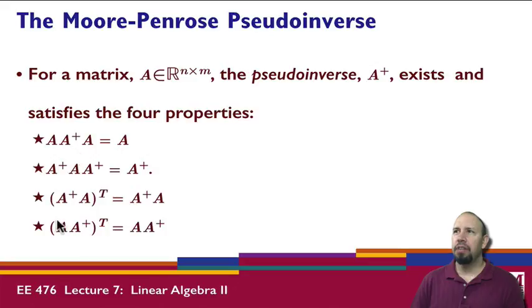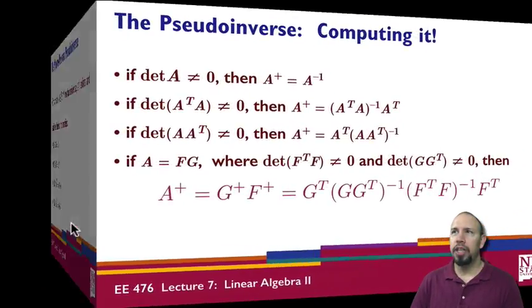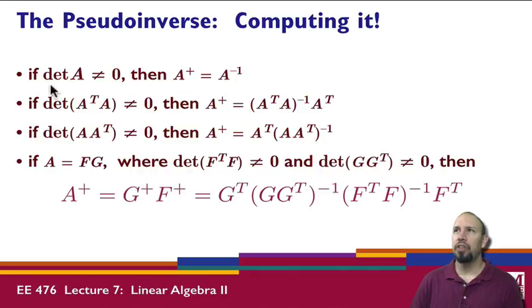Okay, so what happens if the inverse doesn't exist, or how else can we compute it if we don't have a square matrix? Well, I'm going to show you some formulas for computing the pseudo-inverse in various situations. If the determinant is non-zero, then the pseudo-inverse is in fact the inverse. We basically went through and showed that already.